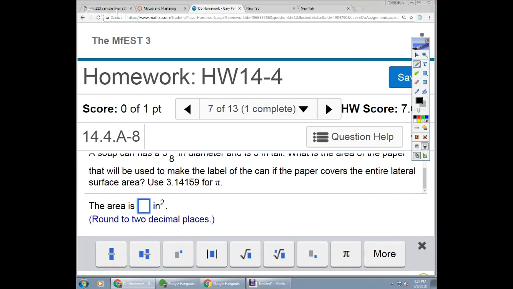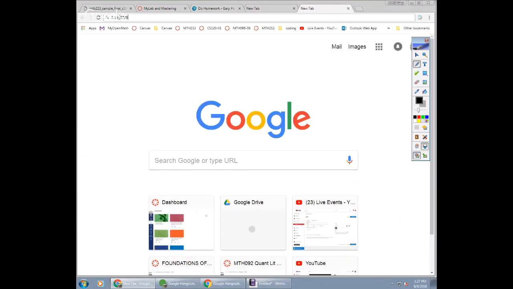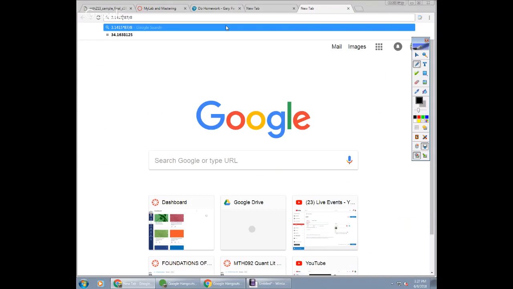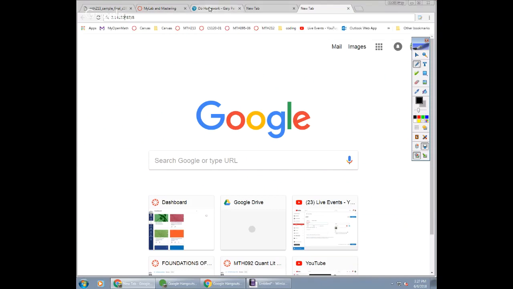Use 3.14159. Okay, so they got pretty specific there. Someday I will learn to read the fine print. So now it's 34.16. A variety of answers depending on how you choose to round pi. That's okay.